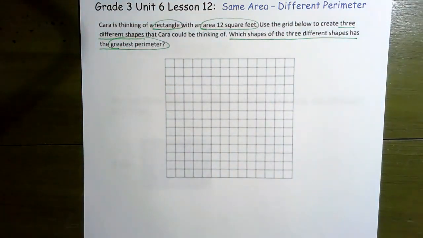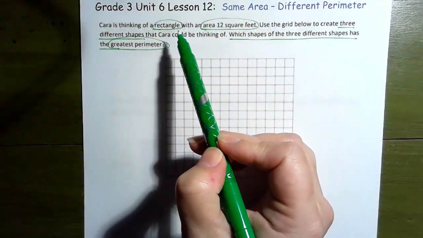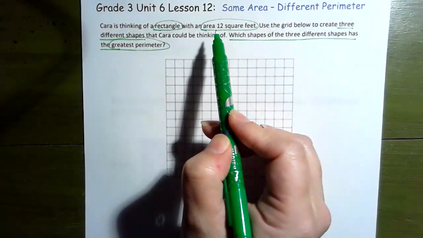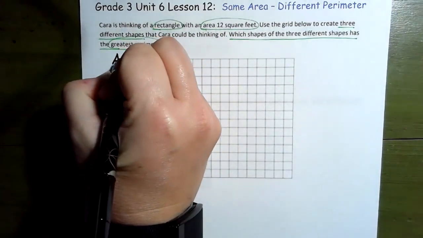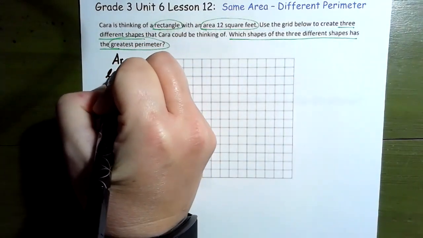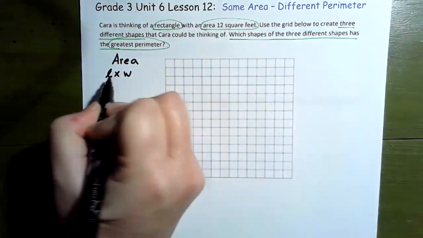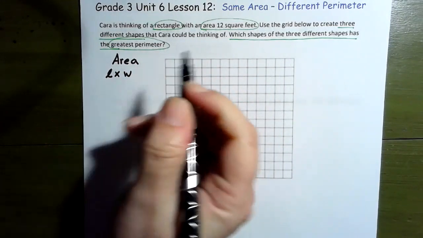So first, if we're going to try to create 3 different shapes in which we know they're rectangles with an area of 12 square feet, we need to ask ourselves, how do we figure out area? Say it to your screen. You might remember from the last lesson. Great. We can find area by multiplying length times width. And I like to use my cursive L so that I don't confuse my L's with my 1's.